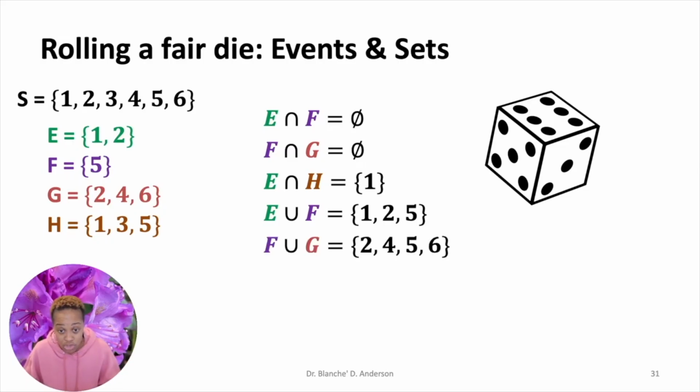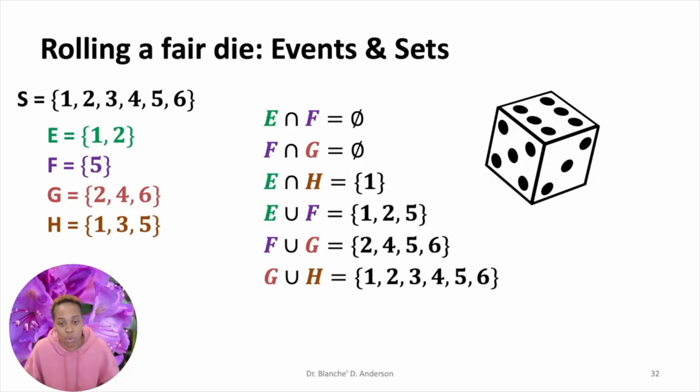F union G. F is the event that you roll a 5. G is the event that you roll an even number. Since it's the union, one or the other or both, that becomes the set {2, 4, 5, 6}, because I can do one or the other. I can roll a 5 or I can roll an even number.